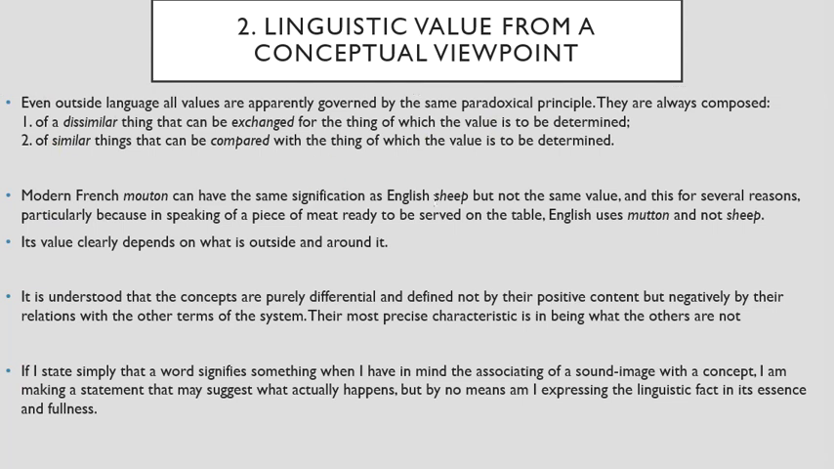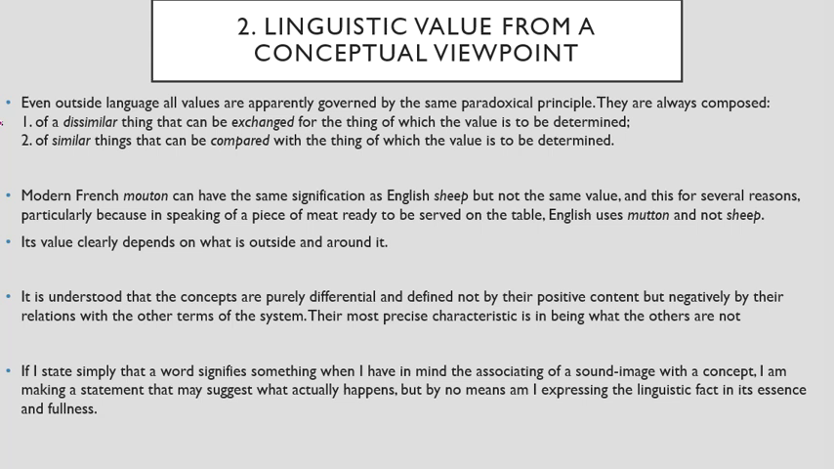Saussure says a general rule about value, and that's two parts. The values are always composed of dissimilar things that can be exchanged for the thing of which the value is to be determined, and of similar things that can be compared with the things of which the value is going to be determined. So what do I mean by this?